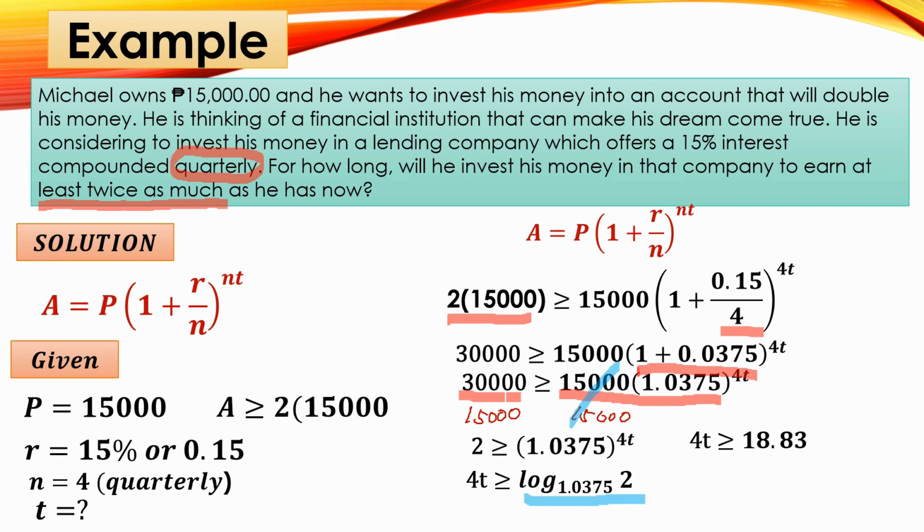Next one is divide both sides by 4. Then, cancel. That's why t is greater than or equal to 4.71. So, ibig sabihin, possible na 4.71 years na pwedeng tumagal yung kanyang i-invest para dumoble siya.